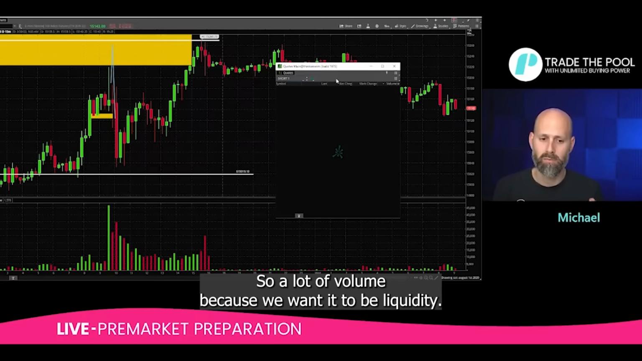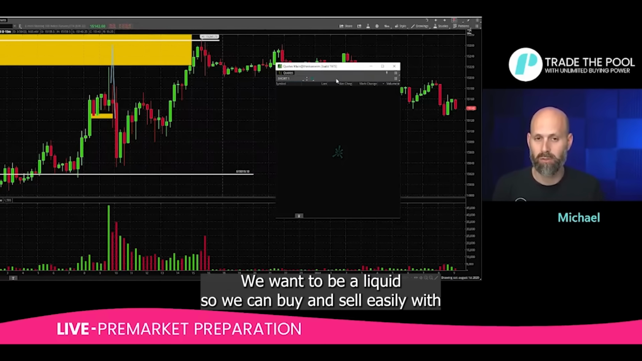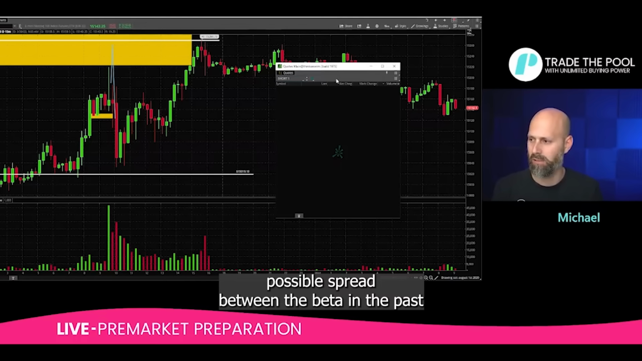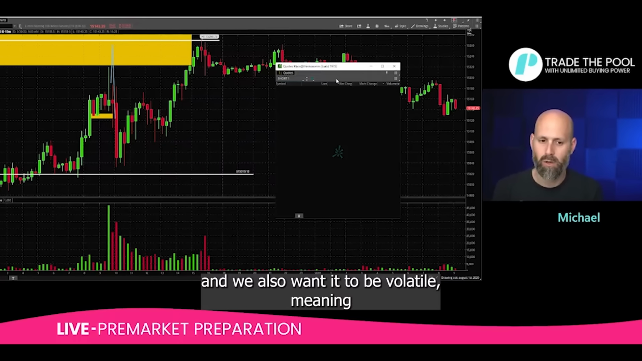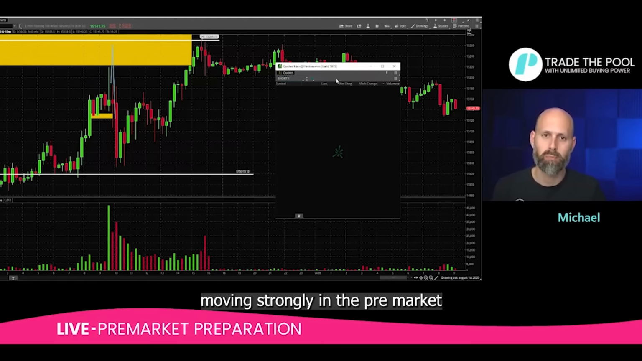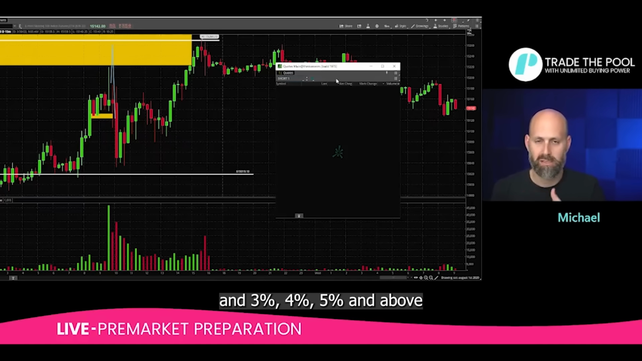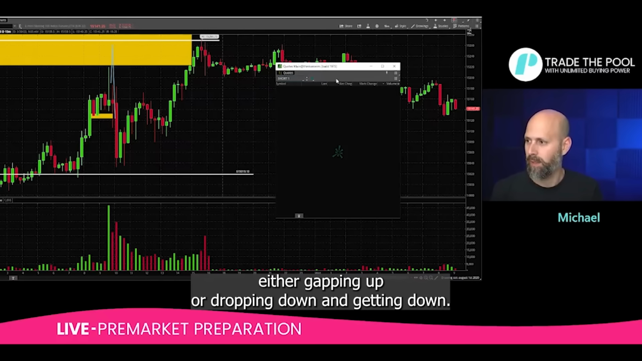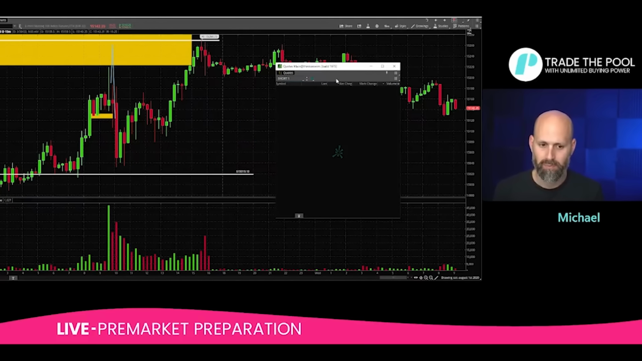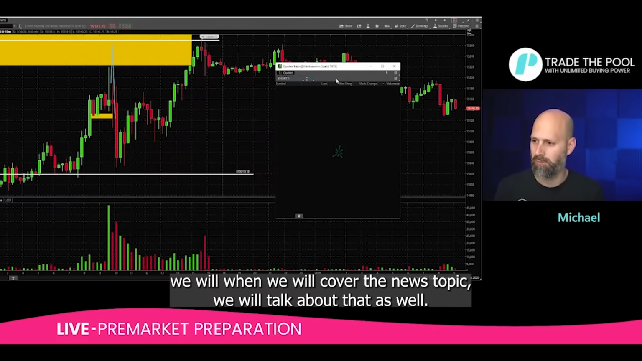So a lot of volume, because we want it to be liquid, so we can buy and sell easily with as tiny a spread as possible between the bid and the ask. And we also want it to be volatile, meaning moving strongly in the pre-market, 3%, 4%, 5% and above, either gapping up or gapping down. We want to see something major going on. And obviously in the next lesson, when we cover the news topic, we will talk about that as well.